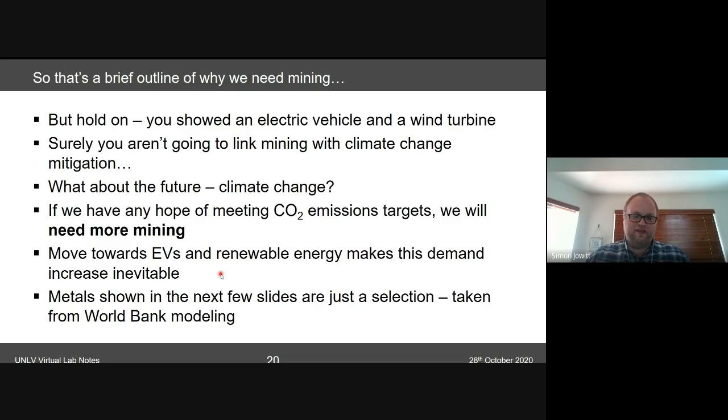So this materials intensity of our society is going to increase as a result of us moving towards electric vehicles and renewable energy. And the metals shown in the next few slides, the implications of this are just a selection of some of the thinking that's going on in this area. These slides are mainly taken from modeling by the World Bank to show what we need to do if we want to hit certain emissions targets by uptake of solar panels, wind energy, and electric vehicles.